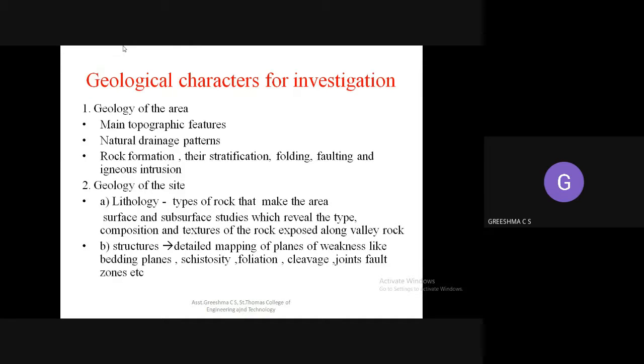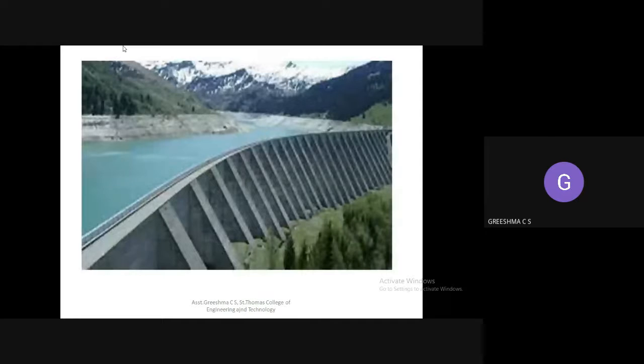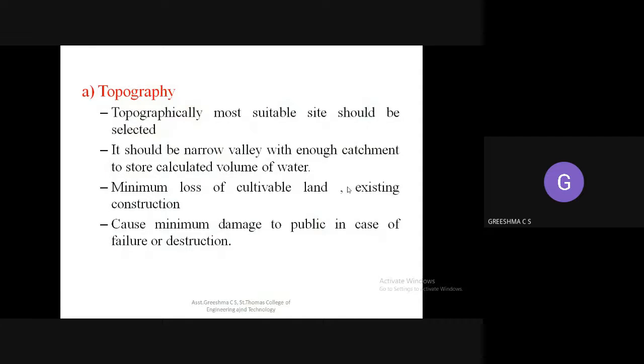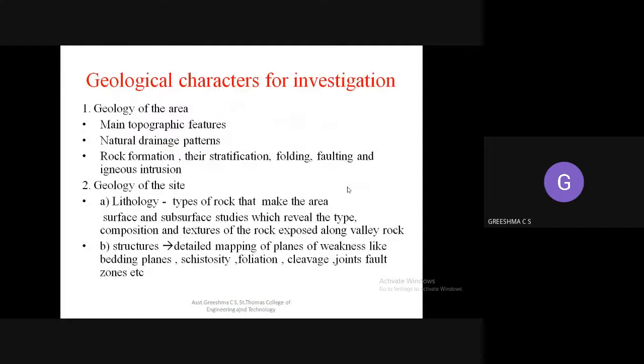Next one is rock formation. Here you have to see the stratification, folding, faulting, and igneous intrusion. In this figure you can see the rocks at the bottom. The dam is constructed over this impermeable strata, and below it there will be some kind of rocks. So you have to study the formation of this rock. Stratification means layer by layer, so each bed of the rock has to be studied.